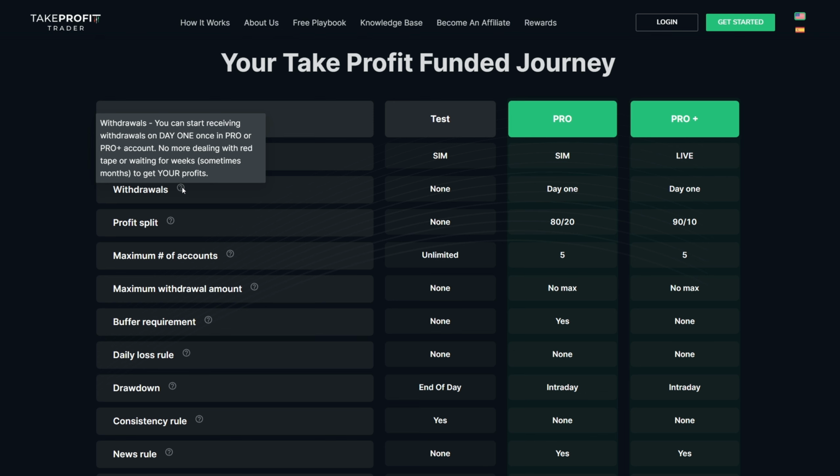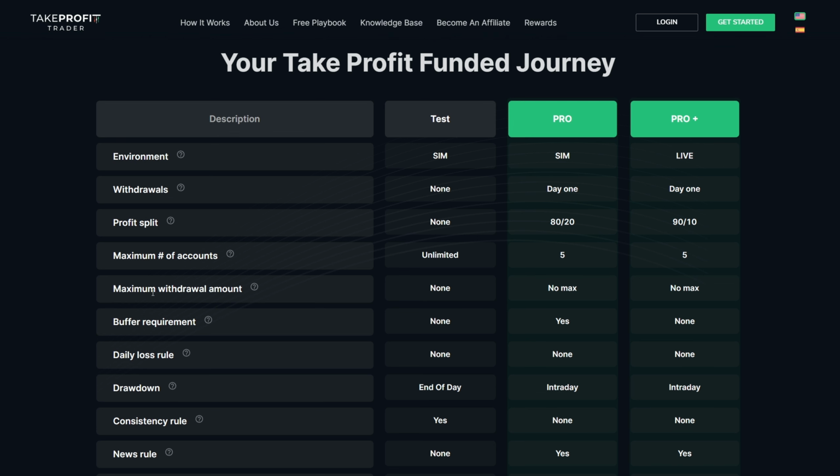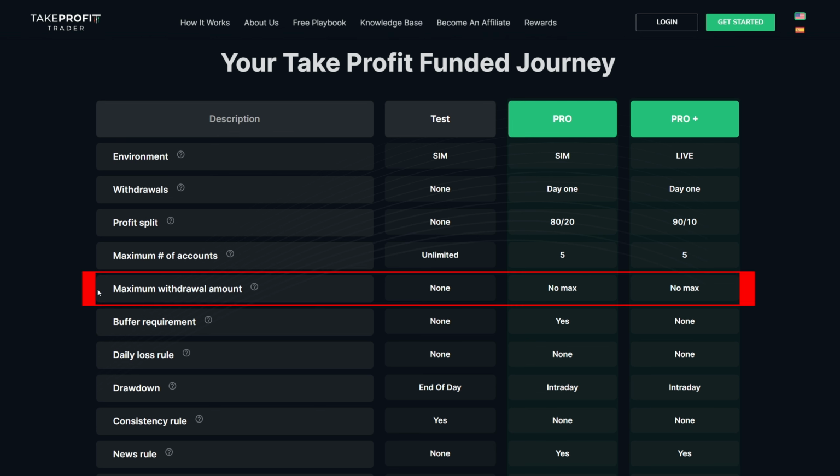However, another pro out here with the withdrawals is the fact that if you come over and look at the maximum withdrawal amount, there is no max that you can withdraw in the Pro and Pro Plus account. So a lot of other prop firms are going to cap how much you can take per payout. With Take Profit Trader, that's not the case. Anything over the buffer, that is your money to go ahead and take home.